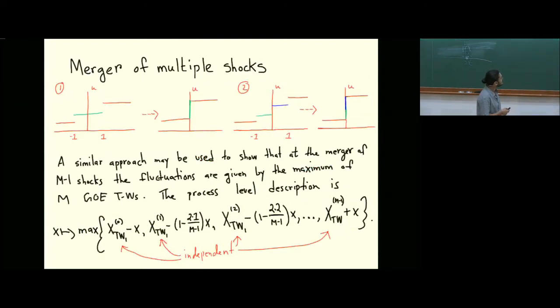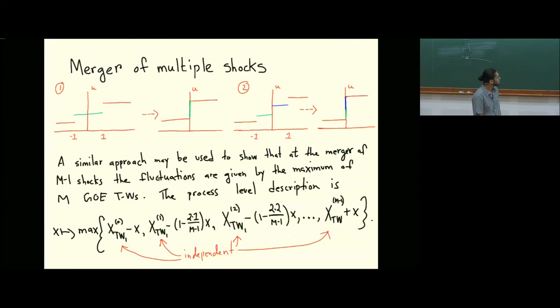Now, to finish, let me say that this had to do with what you were asking. I started with something which was already at a shock. But now I can ask, what happens if I start with an initial density which has multiple jumps, so 3 jumps or 4 jumps or 5 jumps? If you were to model this kind of density and run the TASEP, in finite time they would merge into one step function. And you can ask, what are the fluctuations just as it merges into one step function?